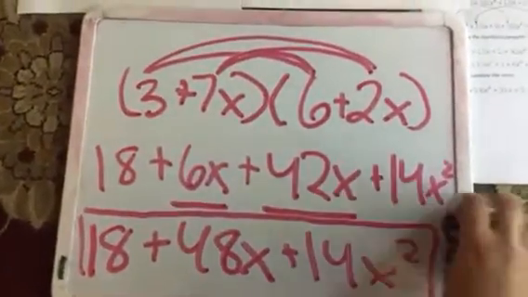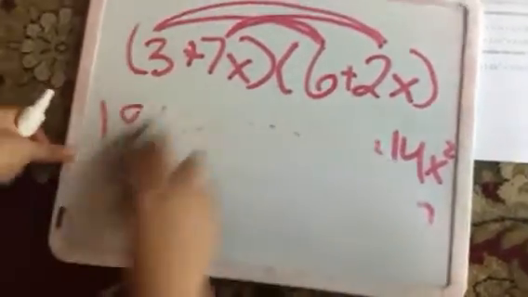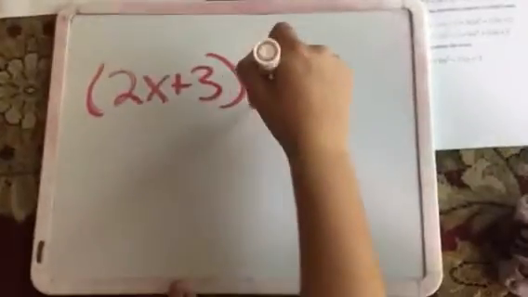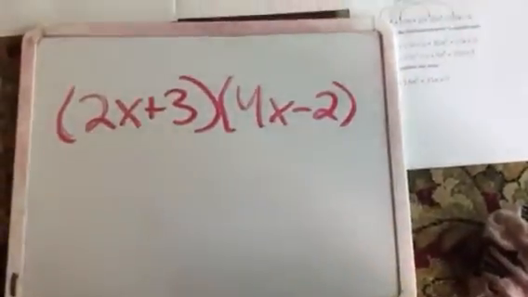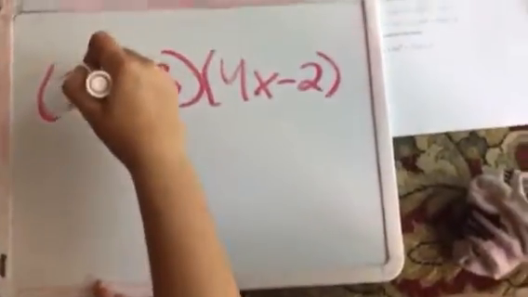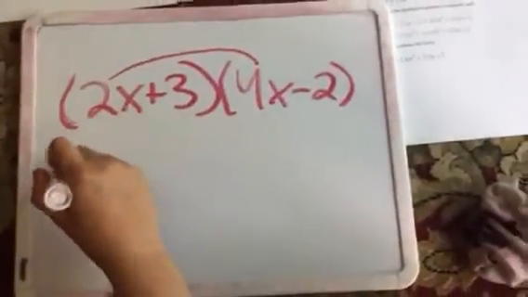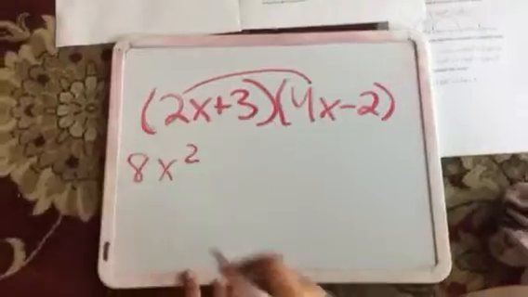So now let's try a problem. Let's try problem number 2. Problem number 2 is 2x plus 3 times 4x minus 2. So let's first multiply the first term, so 2x times 4x, that's 8x squared.